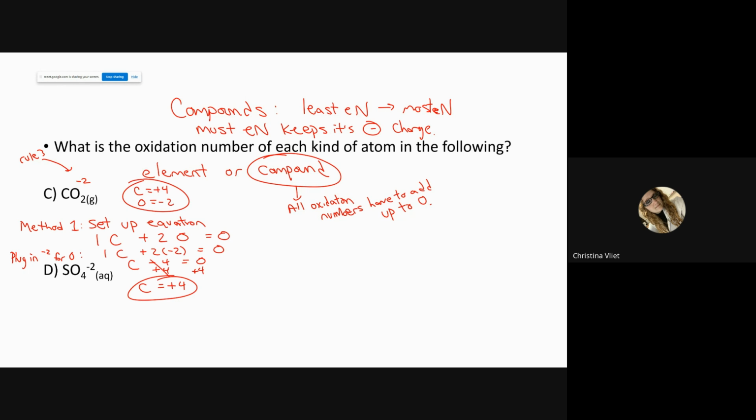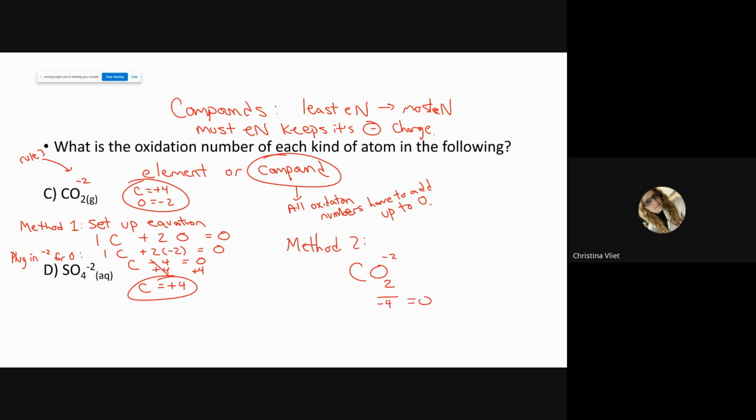Now I told you there were 2 ways to do this. One of them was to set up an equation. Method 2 is to logic this out yourself. Meaning, looking back at CO2 again, take a look at oxygen. Each oxygen is negative 2. You would multiply negative 2 times 2 oxygens. What number is that? Negative 4.